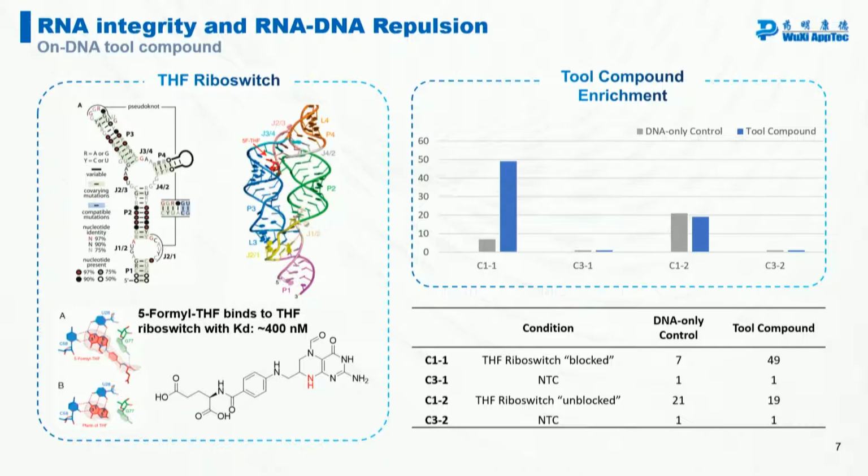The blocked version means the single-strand region of the DEL molecule is masked by another oligo. As you can see clearly here, without blocking, the negative control and the tool compound appear to be the same. They all bind to the riboswitch to some extent. But if you block them, the signal difference is quite big, and that is very comfortable for DEL selection.